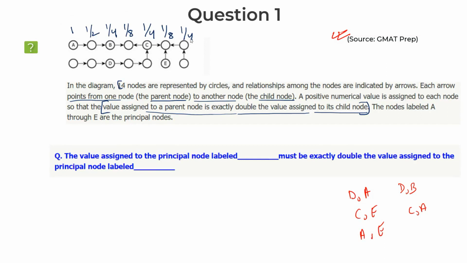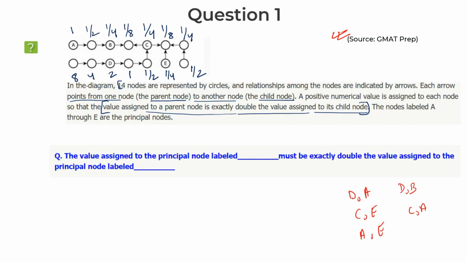You must have taken some other numbers. I'm dealing with this, so it's the same thing. This one over here is the parent node, so this is going to be 1 by 2. This one is going to be 1 by 2. E is also the parent node, so it is going to be the double of 1 by 8, so this is going to be 1 by 4. This one over here is a parent for 1 by 4, so this is going to be 1 by 2. This is going to be 1, this is going to be 2, this is going to be 4, and this is going to be 8.